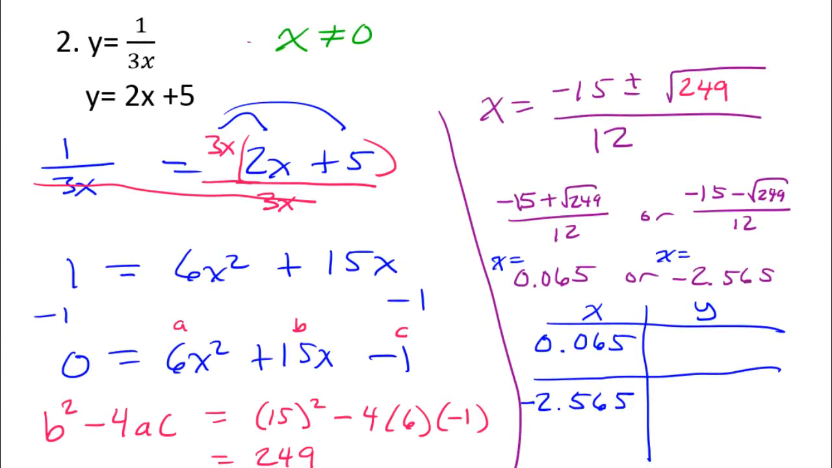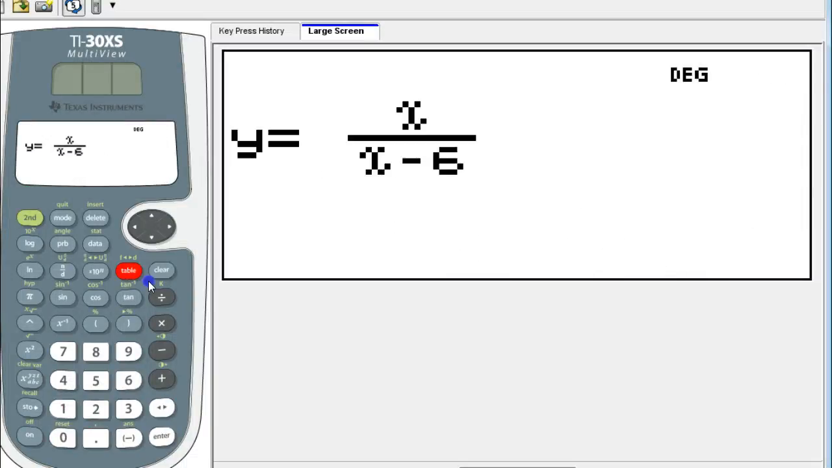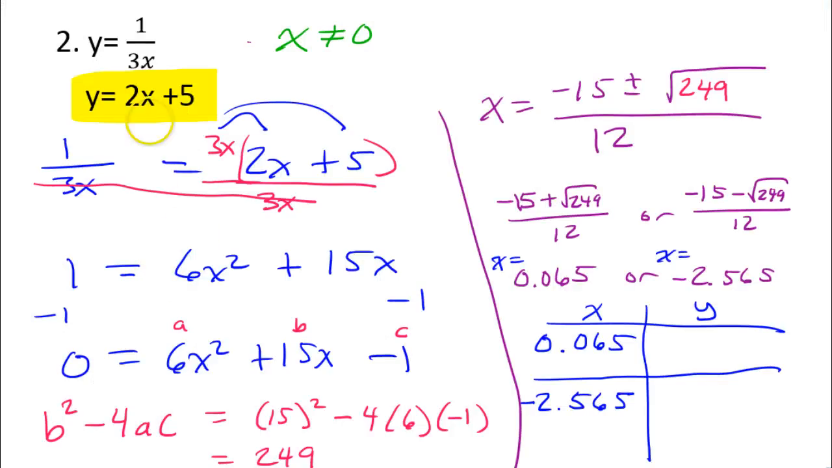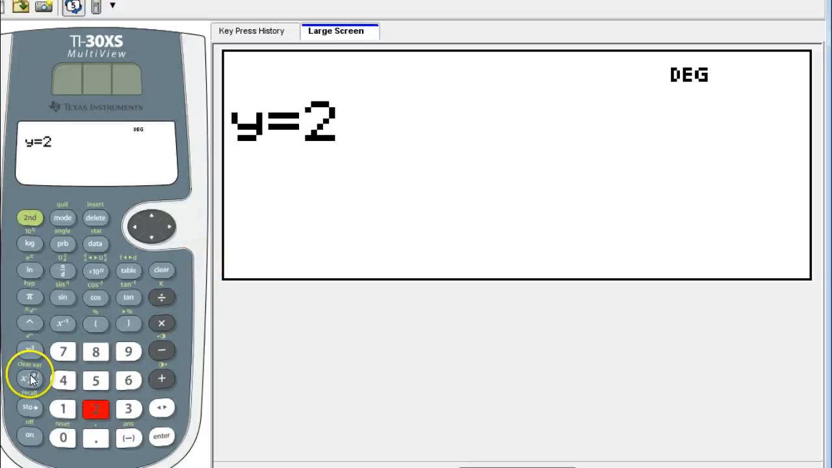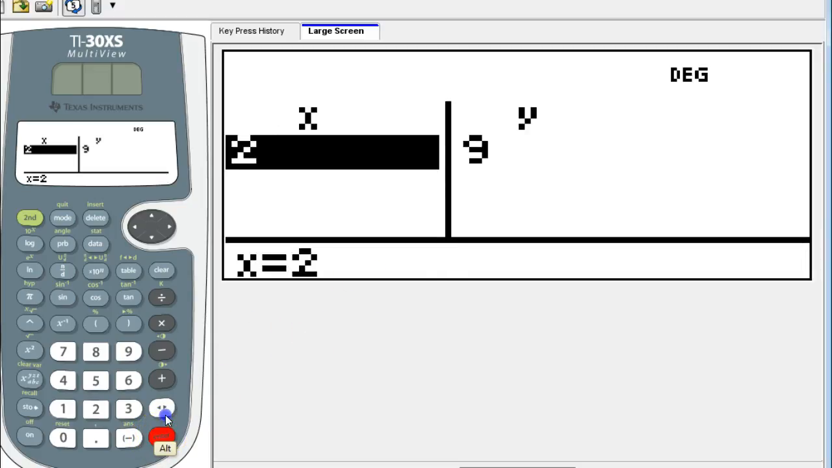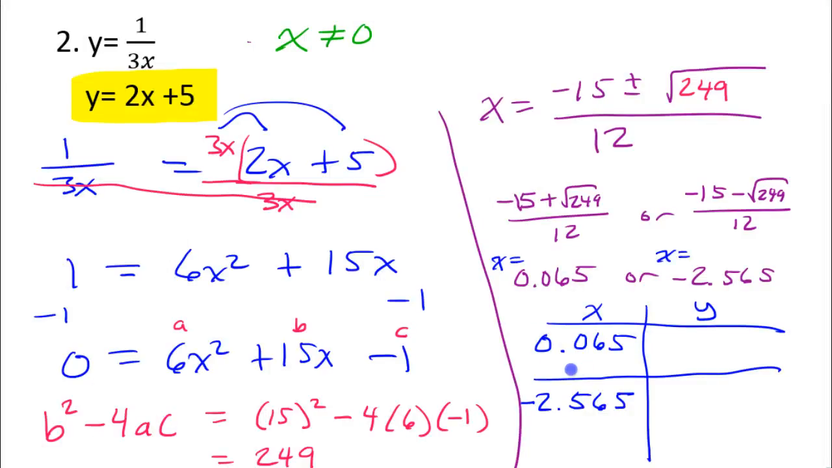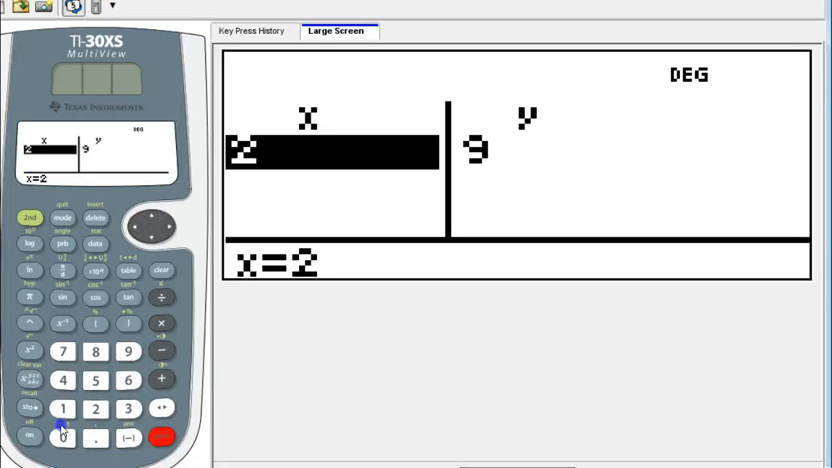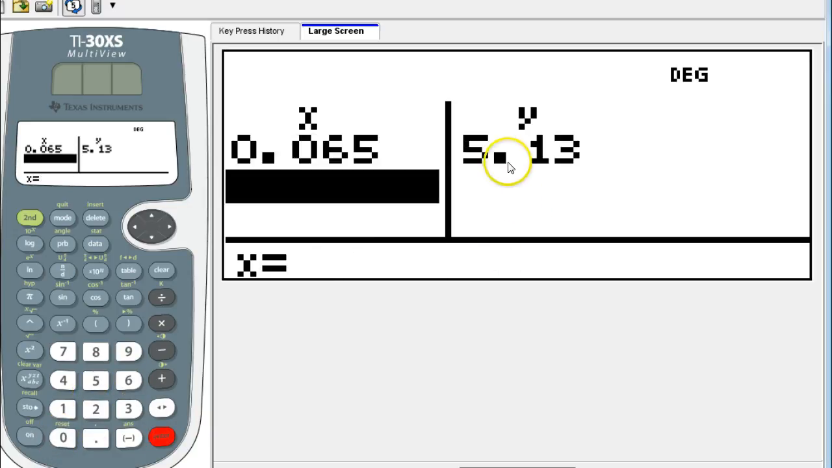So let's use this equation right here. It doesn't matter which one of these we use. Just pick one. Because of all the decimals, I'm definitely going to use the calculator. So table function, type it in. So it's 2x plus 5. Make sure your calculator is in Ask X mode. Okay, so I want to evaluate at 0.065. Okay, that's 5.13.